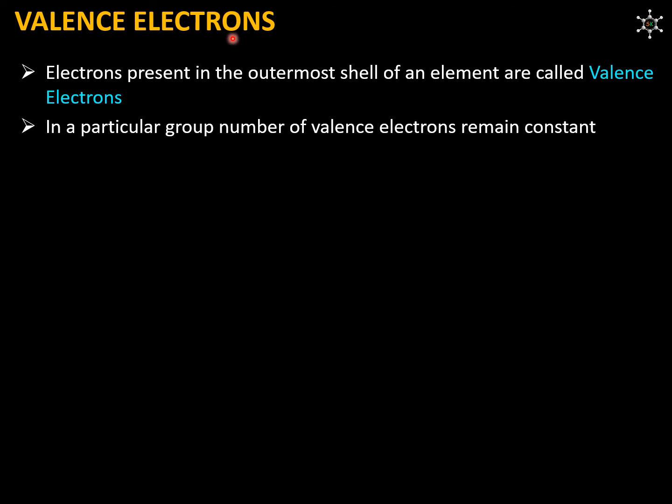Valence electrons. Electrons present in the outermost shell of an element are called valence electrons. The outermost shell is called the valence shell. In a particular group, the number of valence electrons remains constant.